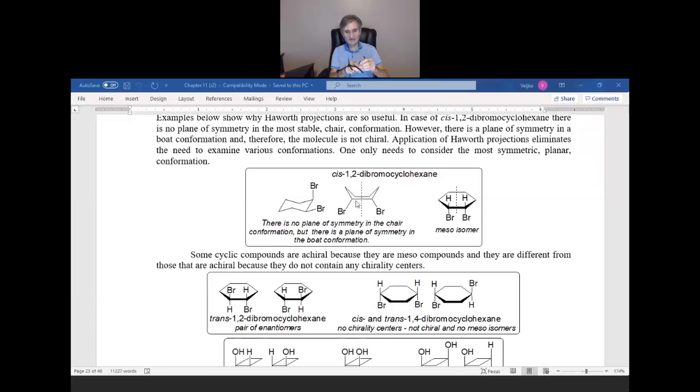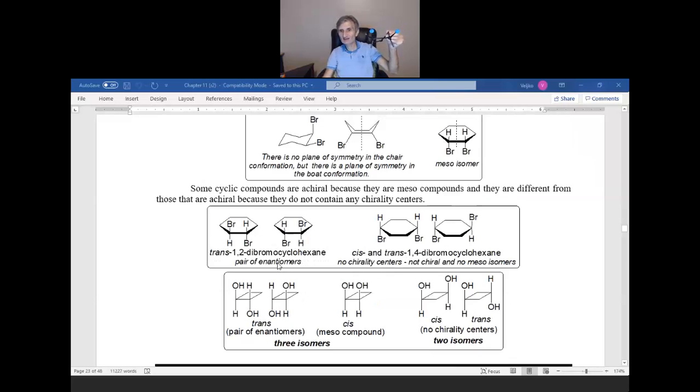You can see the cis isomer is meso. So if a meso isomer is present, it's going to be the cis isomer, because that one has a plane of symmetry going through the middle. And so 1,2-dibromocyclohexane is going to have only 3 isomers, even though it has 2 chirality centers: a trans pair of enantiomers, and cis.